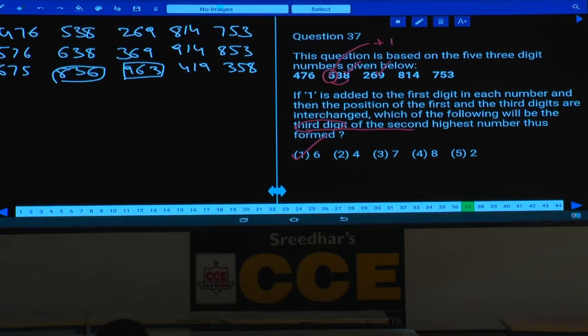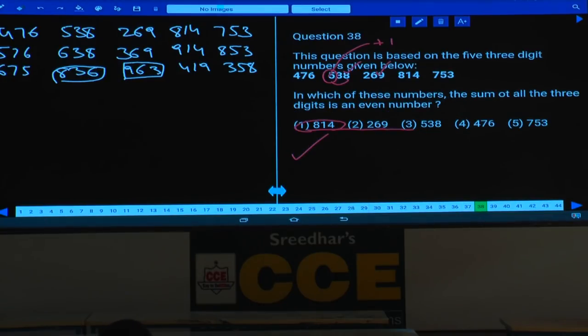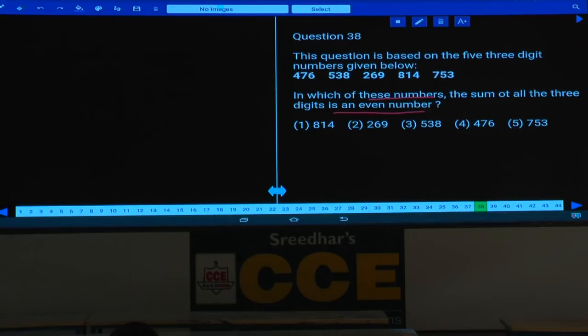Then, yes, what about question number 38 here? Now in this 38, in which of these numbers is the sum of all the 3 digits even? Now in order to have an even sum, what are the conditions that are required? Tell me here. If we have all 3 even digits, then the sum will be even. Or if 1 is even and the remaining 2 are odd, then also the sum is even, isn't it? Are you following this one or not?